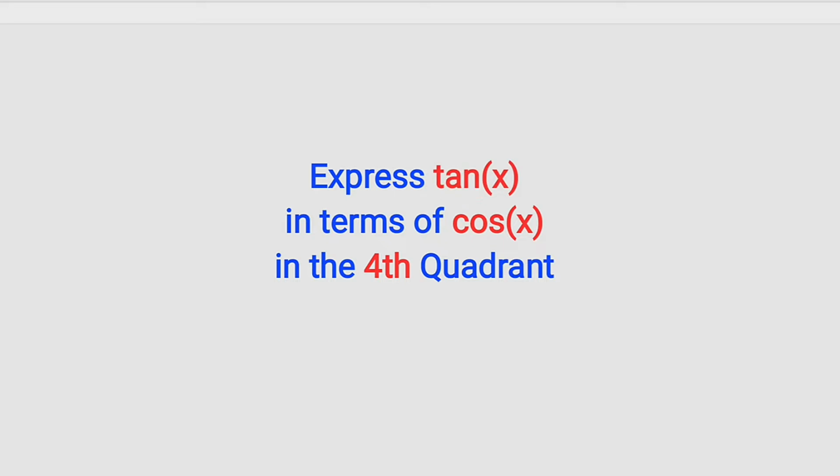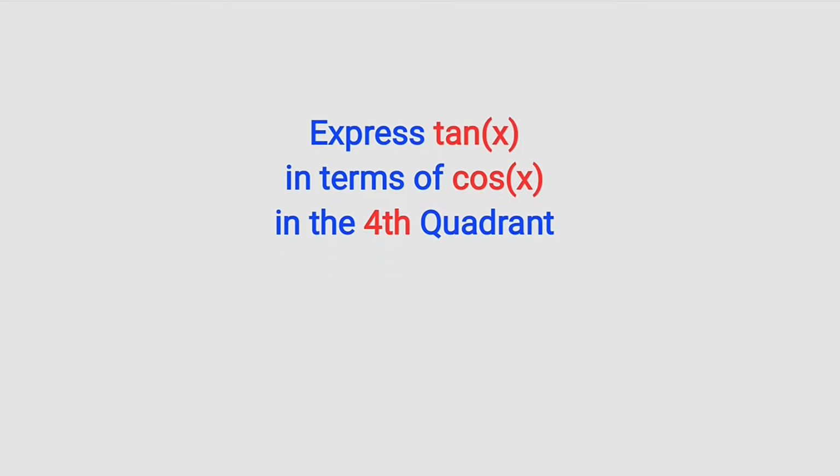In this tutorial we are going to express tan ratio in terms of cosine ratio in the fourth quadrant. Let's get started with the solution. I'm going to present you three different ways to do that, and we are going to start with the first one.